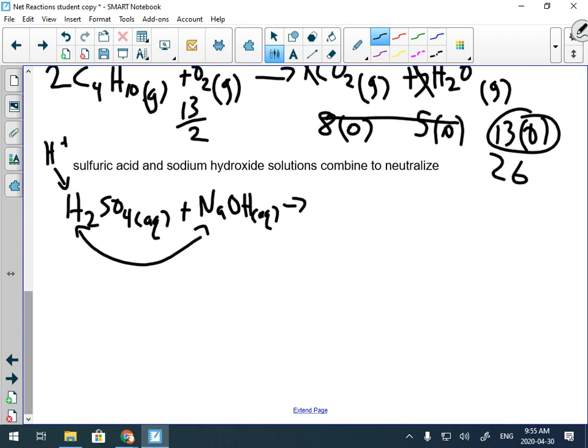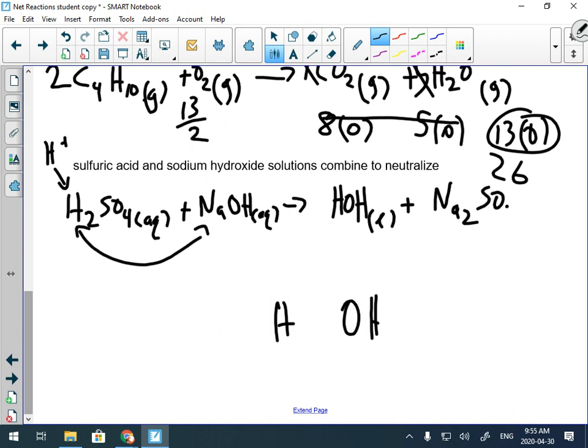Now, another thing that's made in a neutralization reaction is water. And water is H2O, but if you write it HOH, because the hydrogen is going to replace the sodium, you can separate that. You have a hydroxide and a hydrogen. And then the sodium is going to connect with the sulfate. Sulfate's 2 negative, so we need 2 of those.